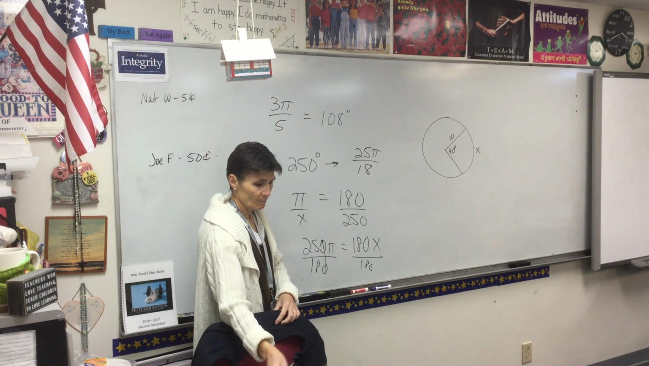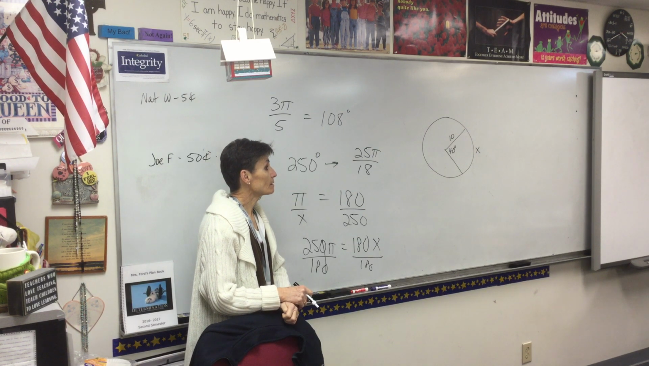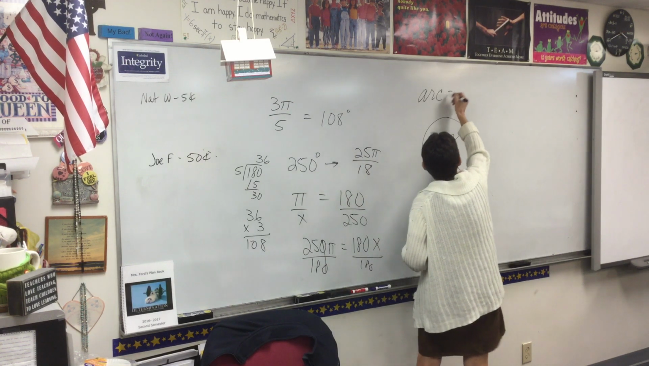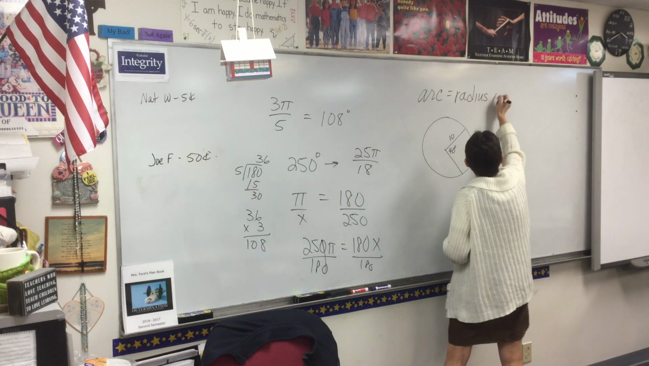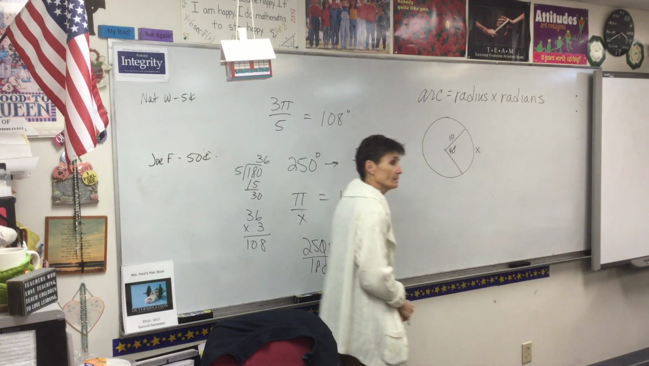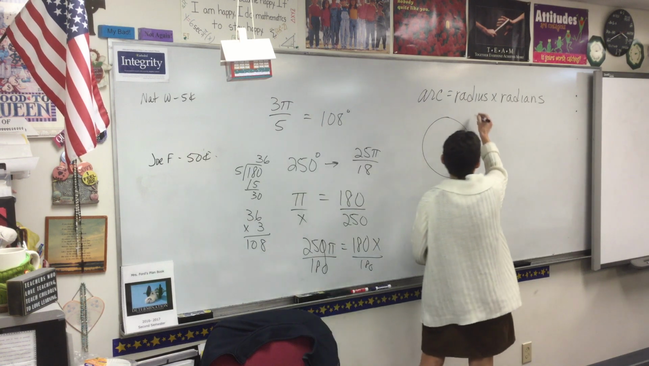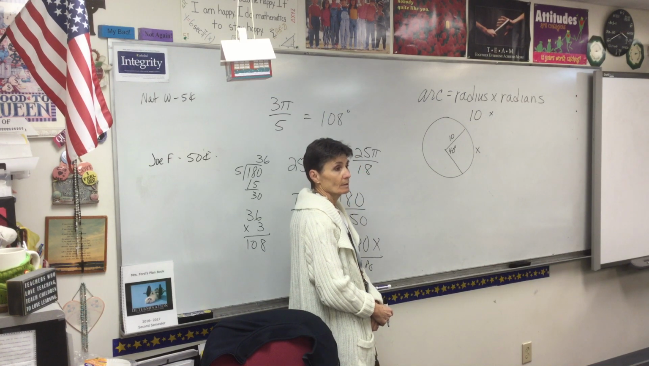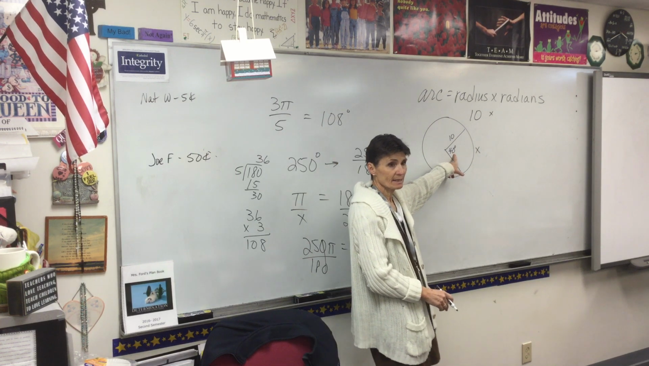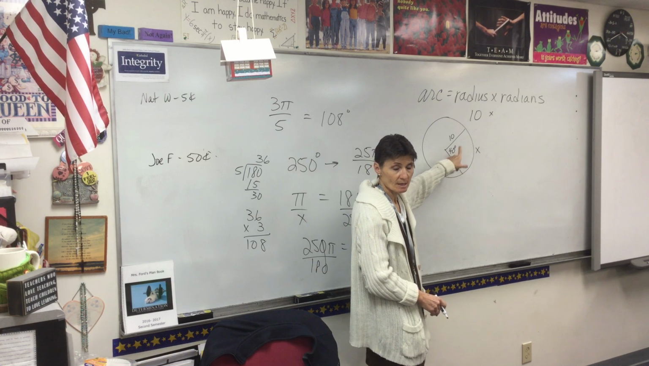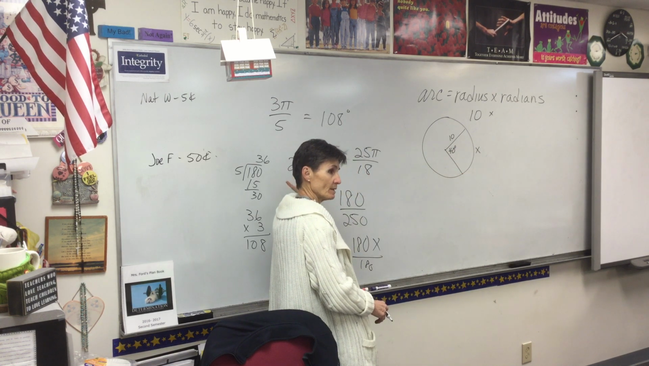All right, tell me what you know. Arc length equals radius times... Oh my gosh, Ferris, you're right. Arc length equals radius times radians. Perfect. Now I know that my radius is 10. What's the matter? The angle is in degrees, and it needs to be in radians. So aren't I going to do what I just did over here?